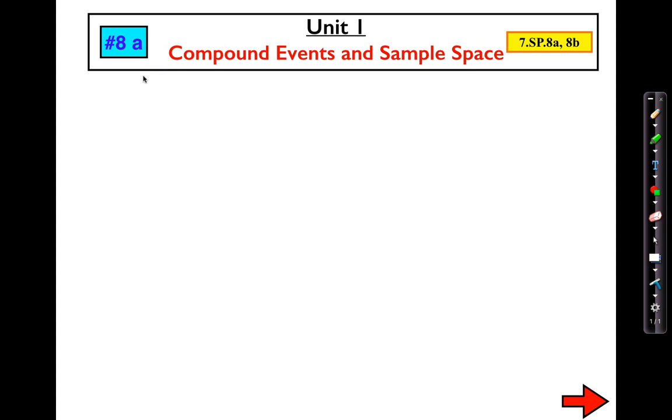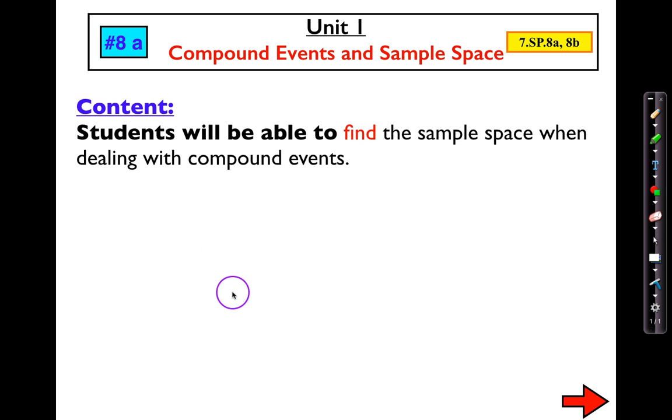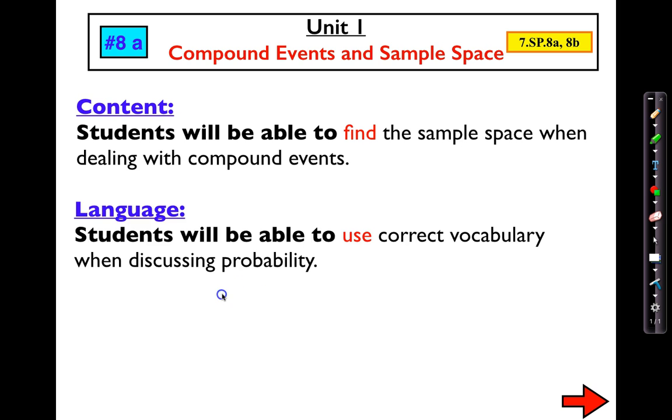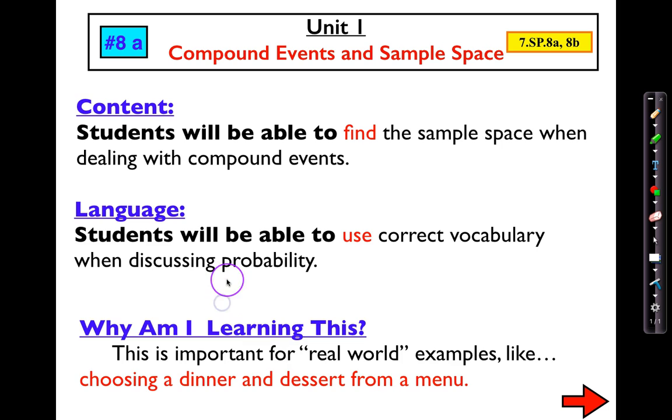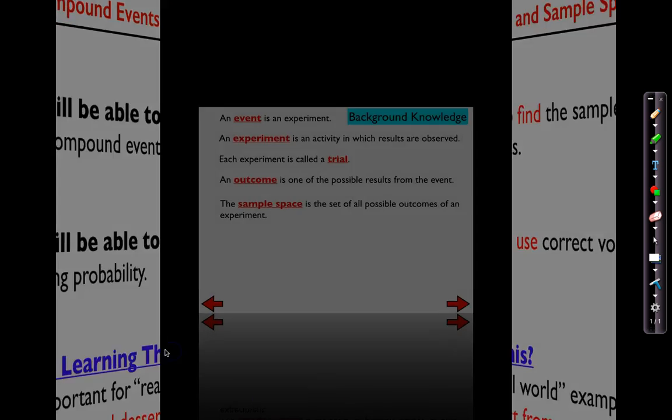Welcome back. Today we're going to be talking about compound events and sample space. Our content objective is students will be able to find the sample space when dealing with compound events. Our language objective is students will be able to use correct vocabulary when discussing probability. And why am I learning this? Well, it's important for real-world examples like choosing a dinner and dessert from a menu.